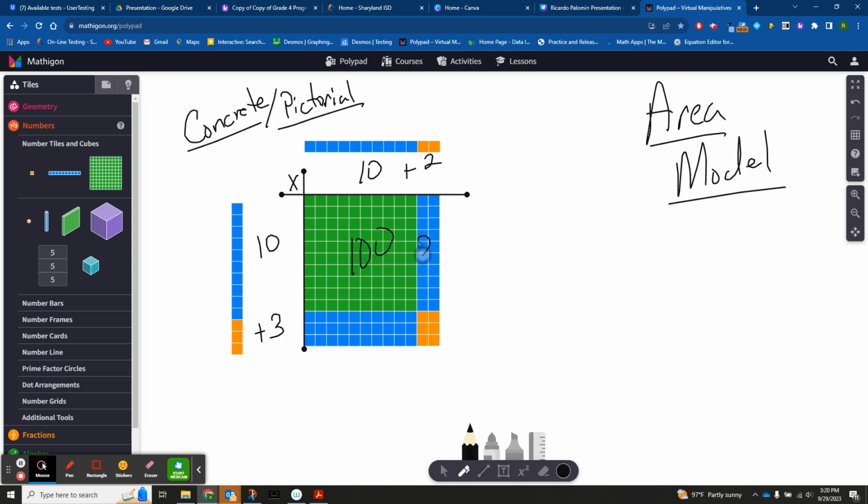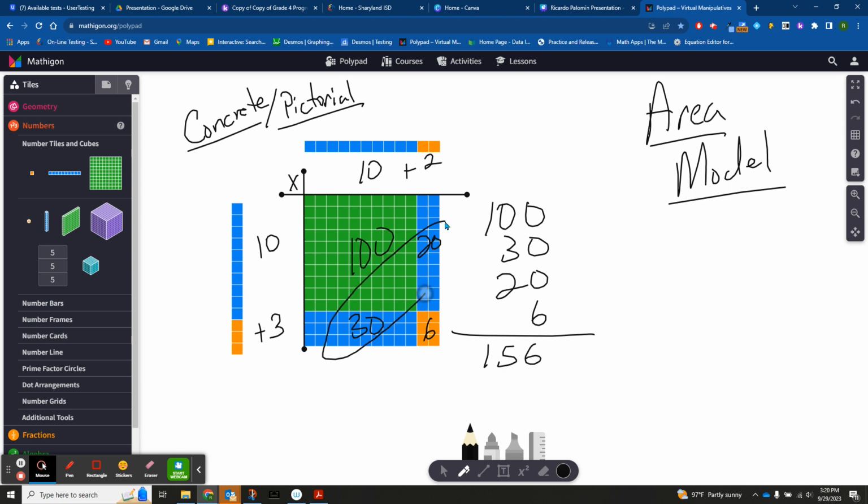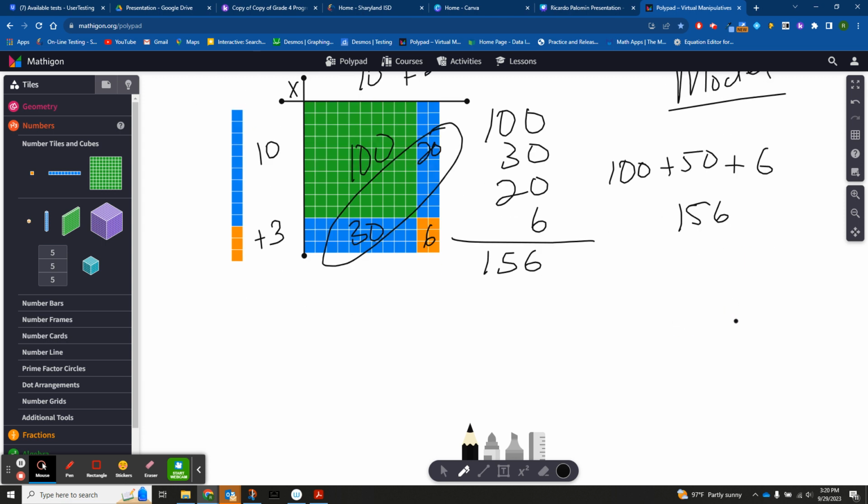All right, so this is 20 here. This is 30, and this is my 6. These are called my partial products: 100, 30, 20, and 6. They give me that 156. Some kids see it. Here's my 10s and my 10s, and they'll see 100 plus 50 plus 6 to get 156. Now, other kids might want to draw it out, and that's perfectly fine.